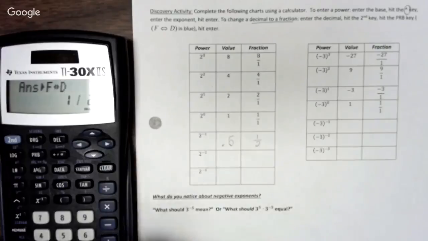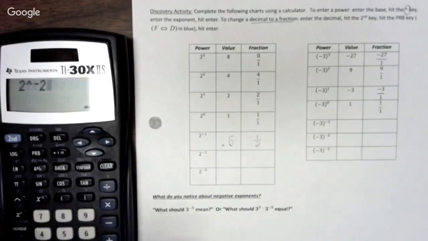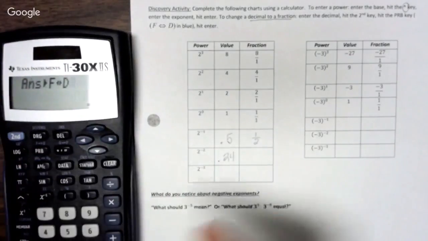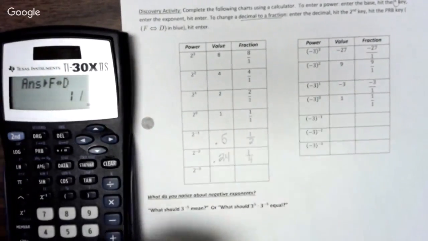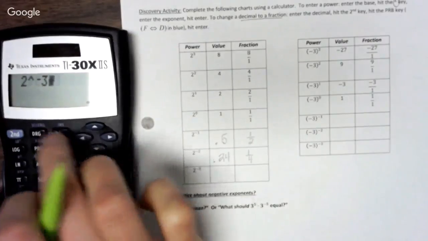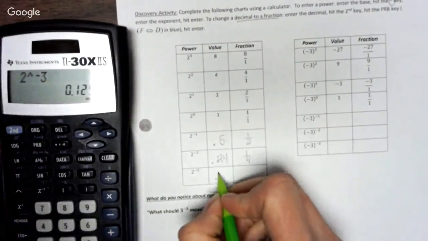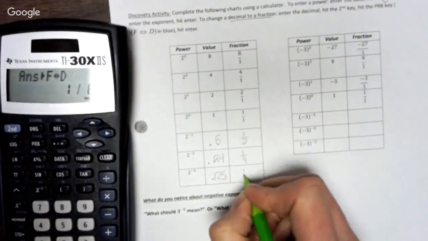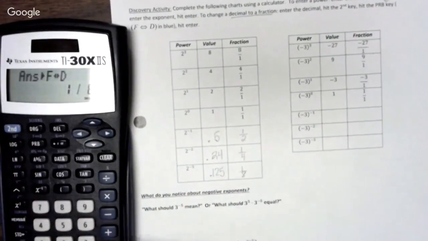All right, so 2 to the negative second is 0.25. Second PRB is 1/4. 2 to the negative 3 is 0.125. Second PRB is 1/8. All right, I'm going to do that over here. Make sure you have parentheses around these because that does make a difference.